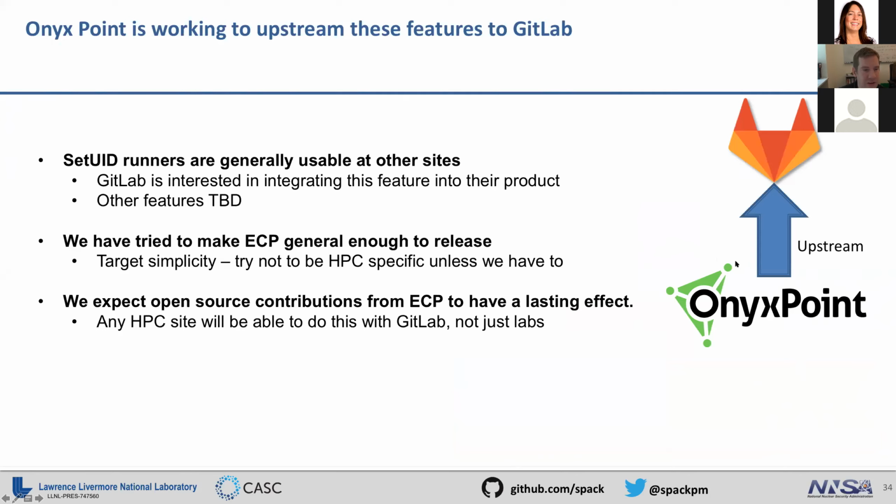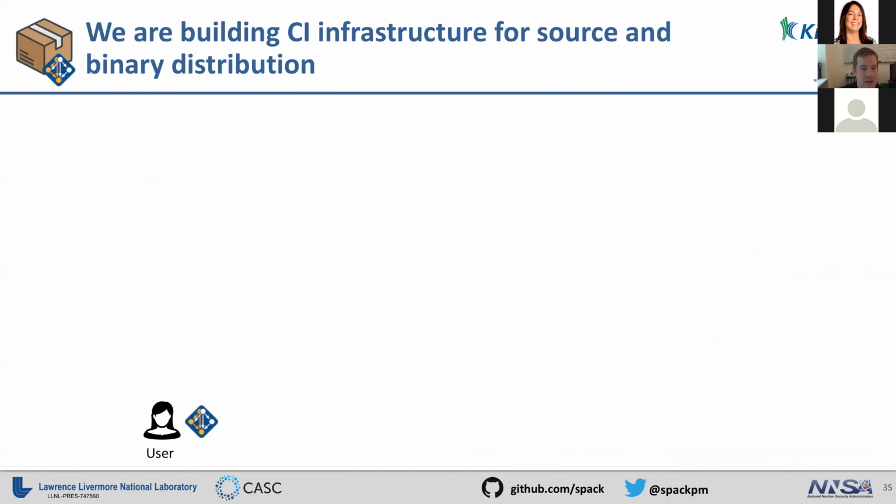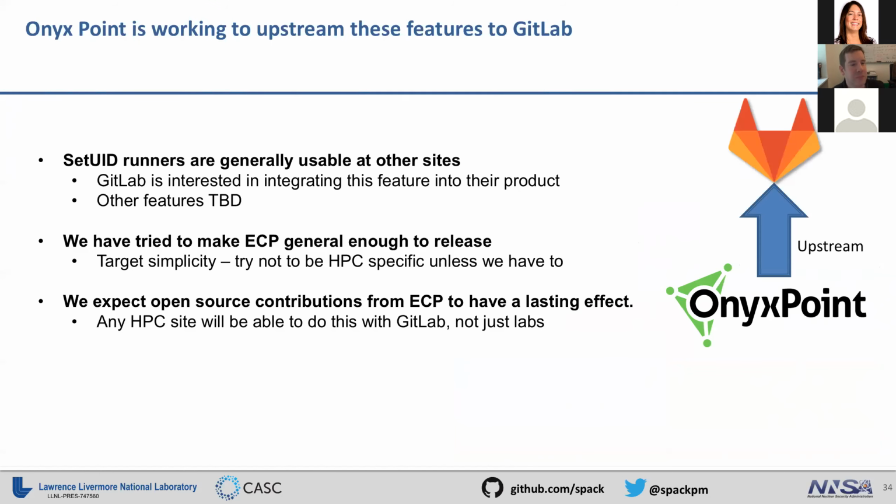The batch integration, we will obviously make sure that continues to be used within DOE, but we're not sure that GitLab will take it into the main line because it's so HPC specific. So we're working on that, but we're hoping that this stuff can be maintained for the long term and live beyond ECP. So what does all that have to do with Spack?